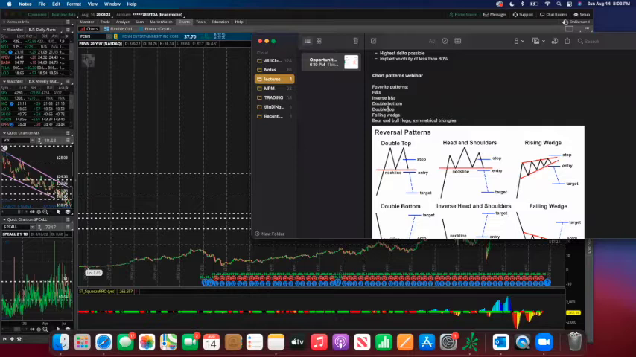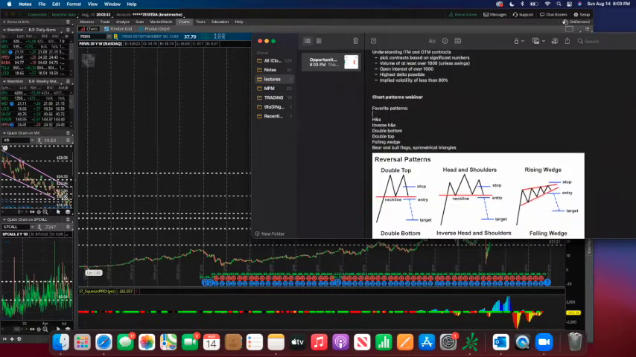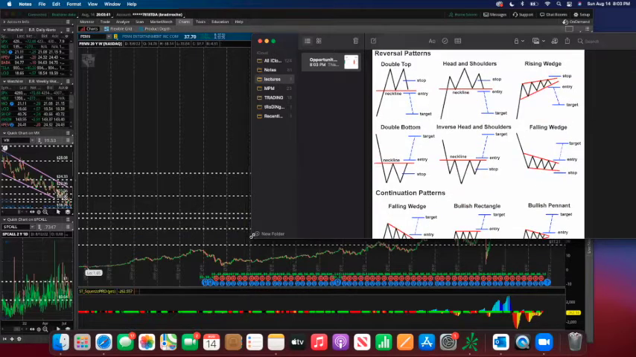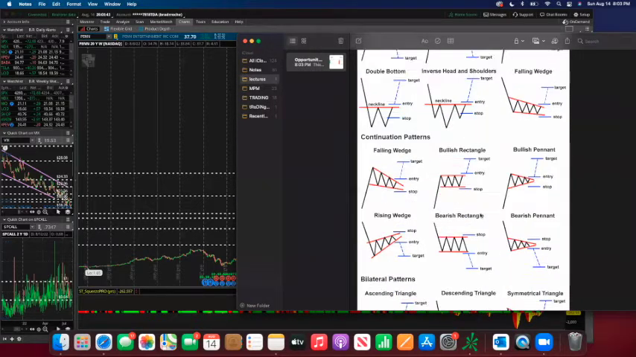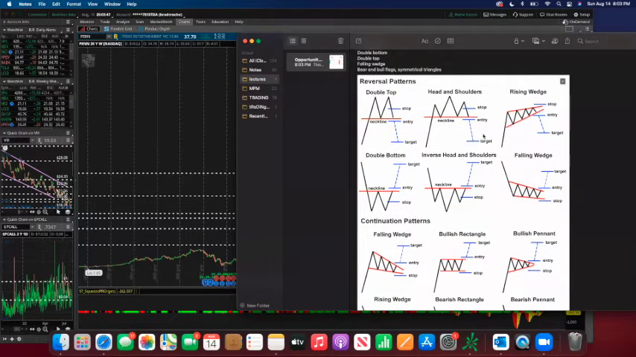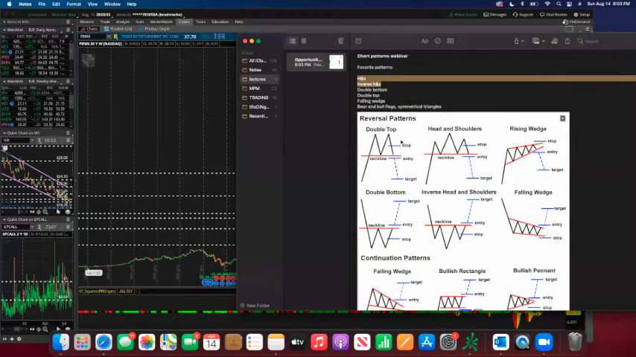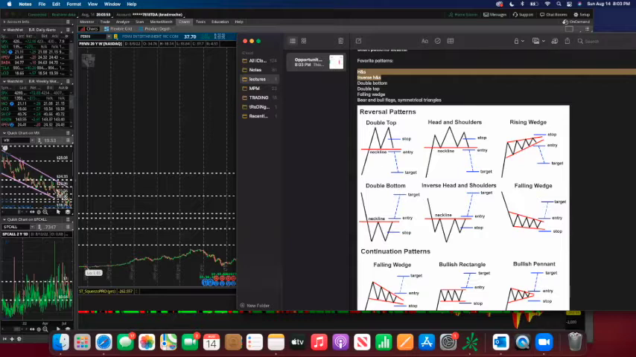So I got my notes up here, just separating it down into my favorite patterns. These two are definitely my two favorite patterns. If you guys are unfamiliar with chart patterns, you can go ahead and screenshot this if you want and keep this. It's kind of hard to screenshot, but if you just Google chart patterns, it'll pull this exact picture up. And this is just to give you a visual representation of what's going on.